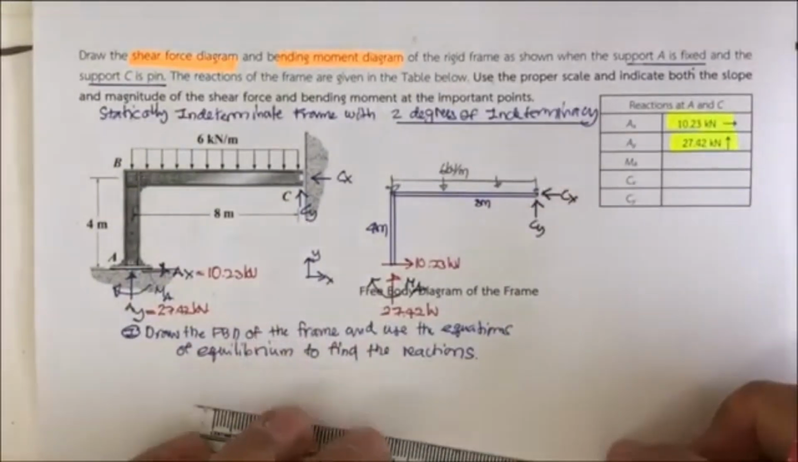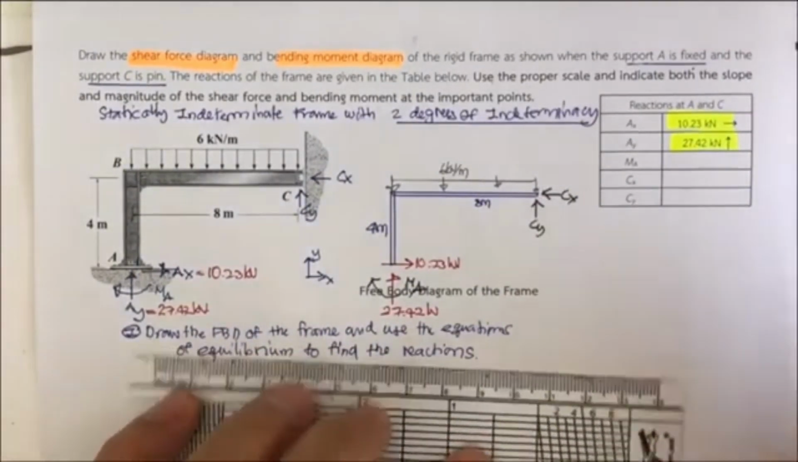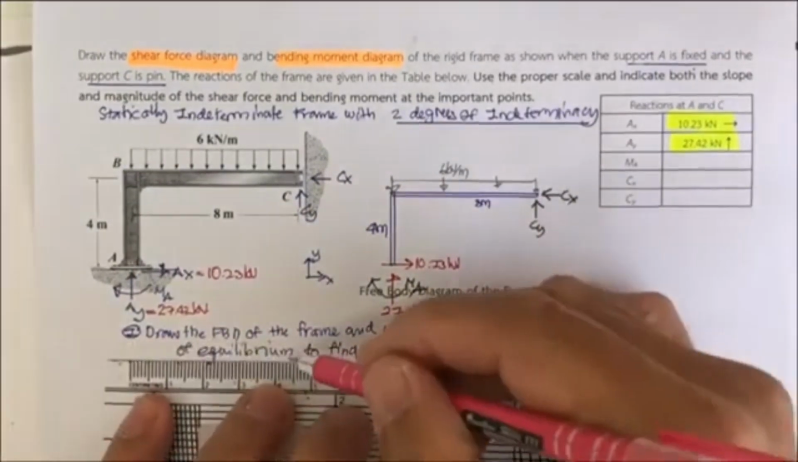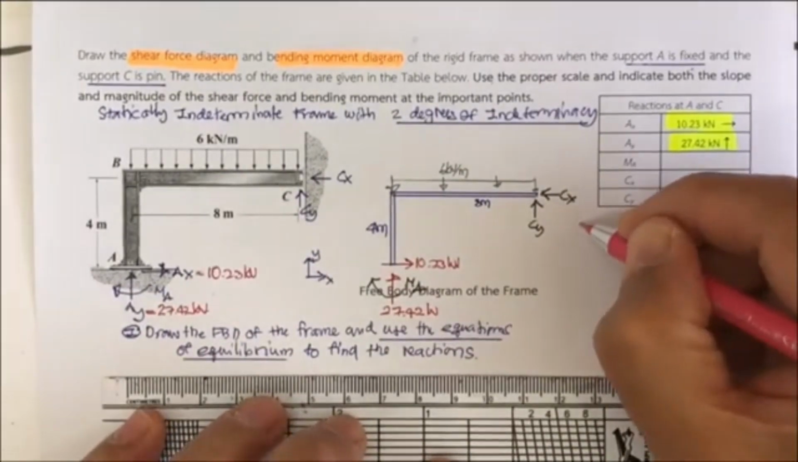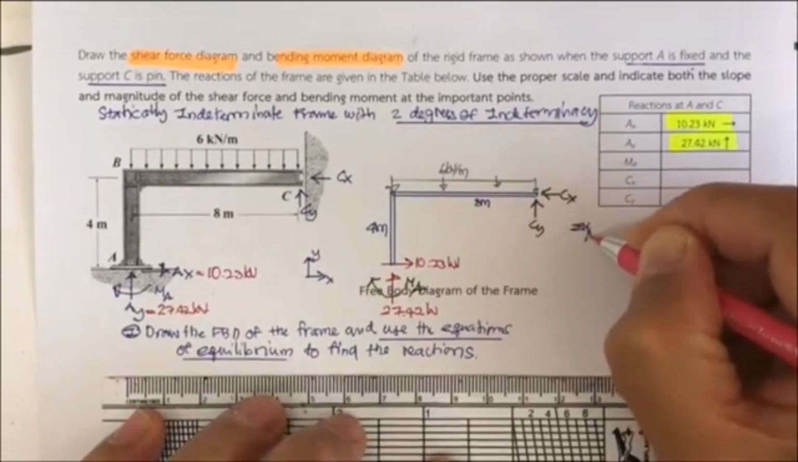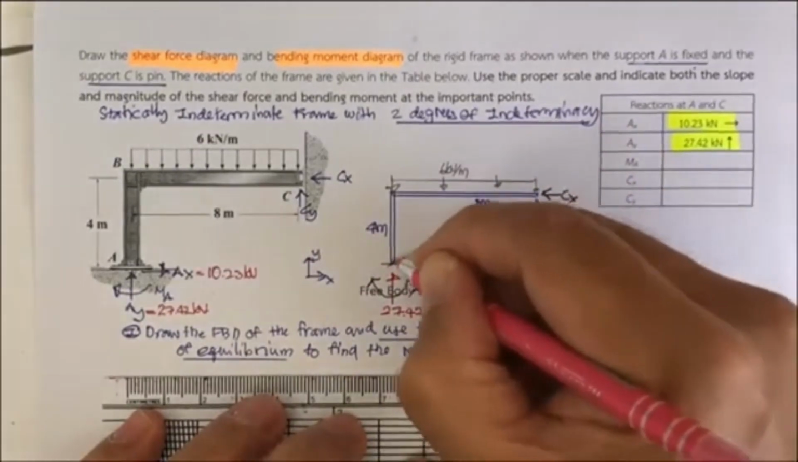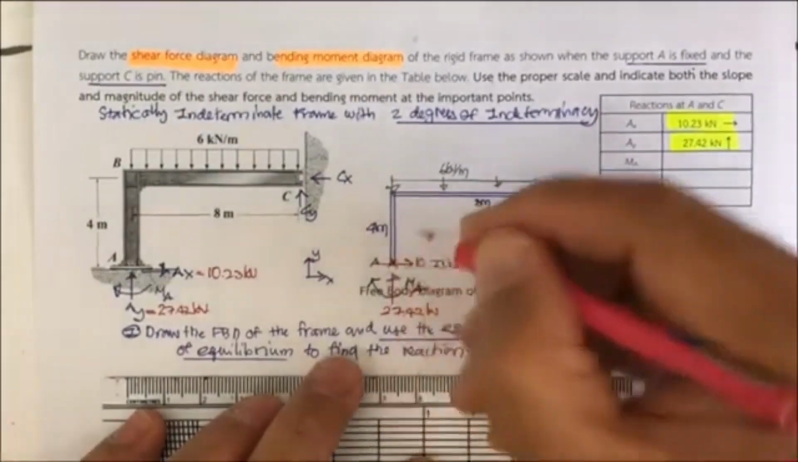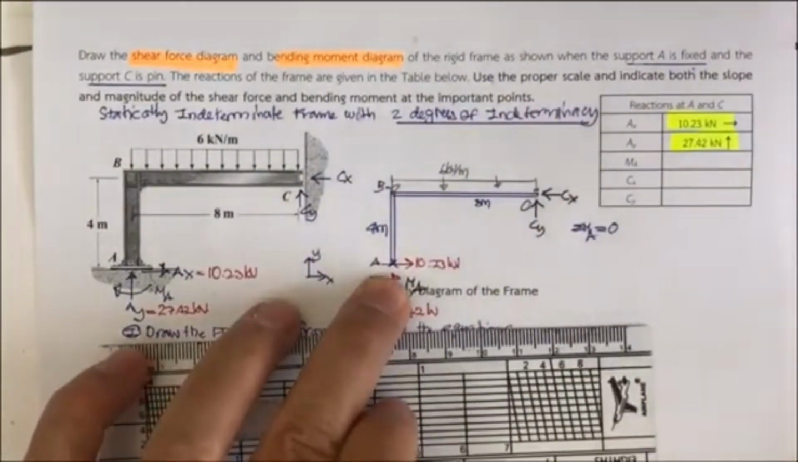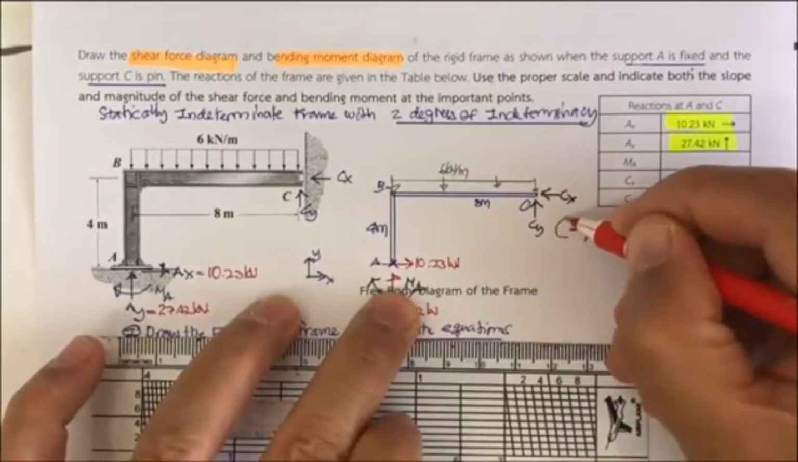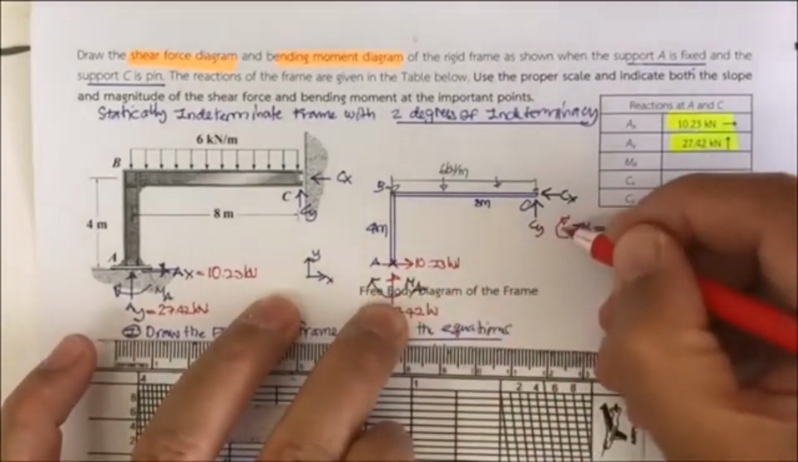So what can you do next? Okay, let's just use the equations of equilibrium. Let me take the moment at A first. Summation of the moment at A is here. Okay, this is A, B, and C. Take the moment at A. When you take the moment at A, what is this going to be? Clockwise direction.